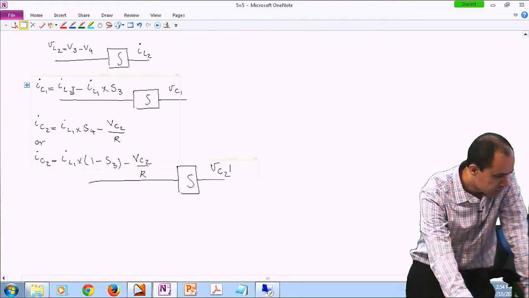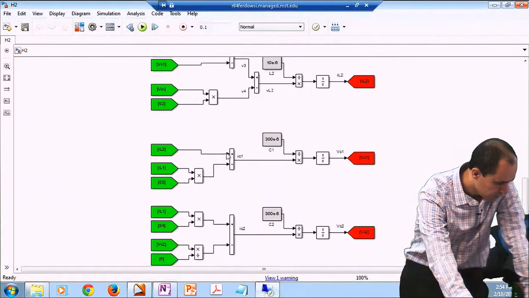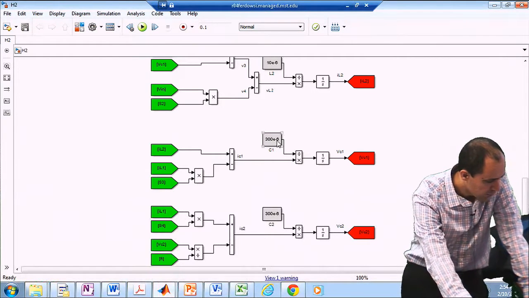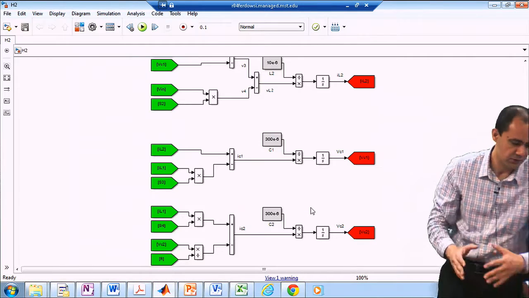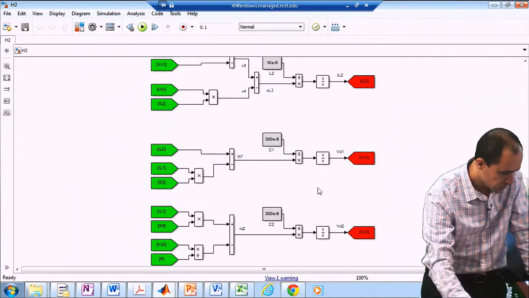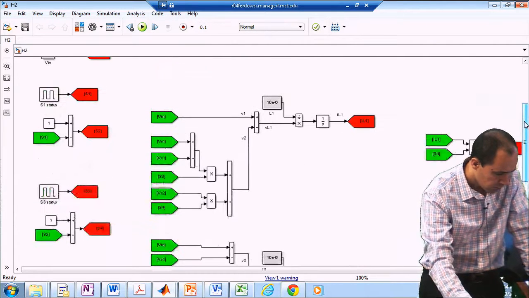IC1 is IL2 minus IL1 times S3, the equation over here. So this is that equation, and the bottom one is actually the last equation that we have. And these two capacitors, I've assumed they are like 300 microfarads. So this gives us VC1 and VC2. And that's pretty much it.